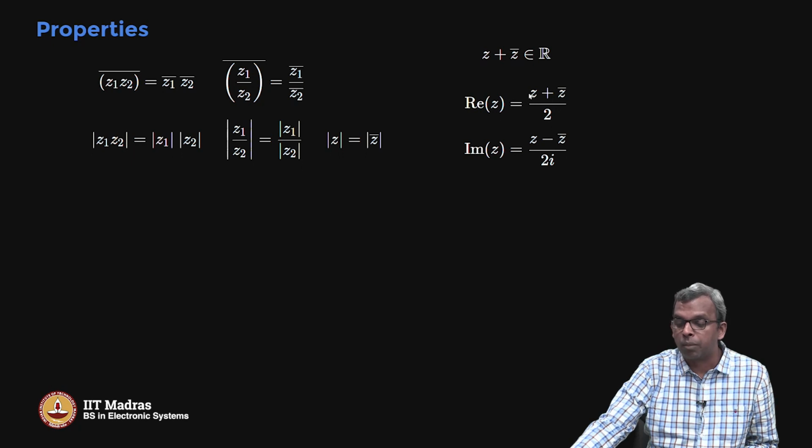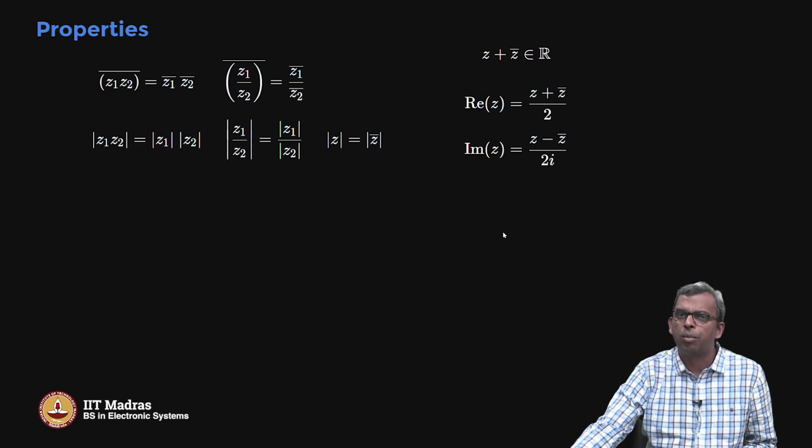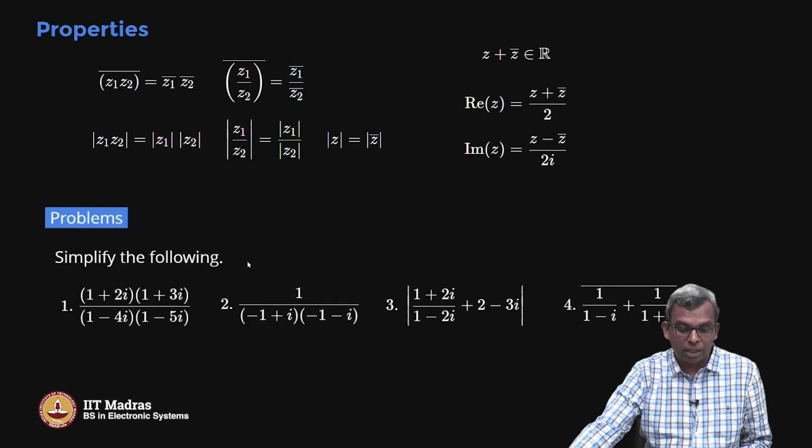Real part of z is z plus z bar by 2. Imaginary part of z is z minus z bar by 2i. Okay, these are very easy to prove. These are standard. You just write z equals a plus ib, and all these formulae will fall out. So these are important facts to remember, and you can use these and do such operations.